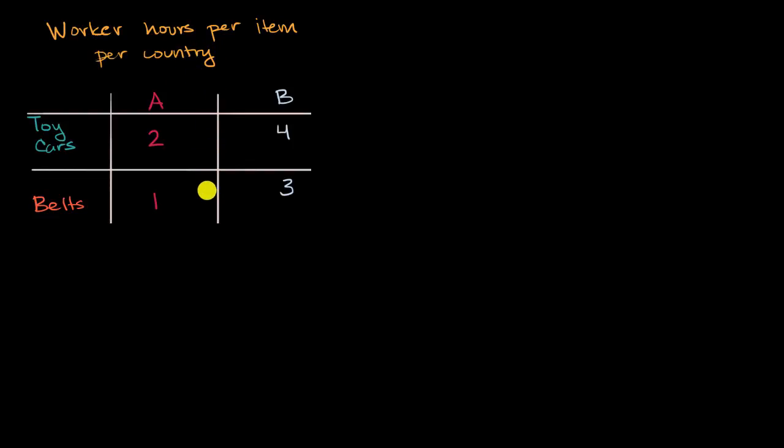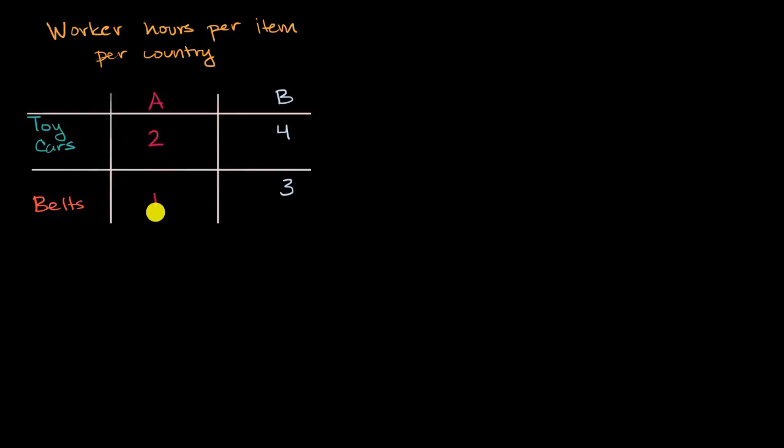So instead of this being an output table where we say in a given country, how much of, say, toy cars can a worker in country A produce per day, here we're saying how many hours does a worker in country A take to produce a toy car. In country A, it is 2 hours. That 2 hours of labor, this is the input. So we're not counting the number of cars per day here. We're saying how many hours per car we need to put in to produce it.